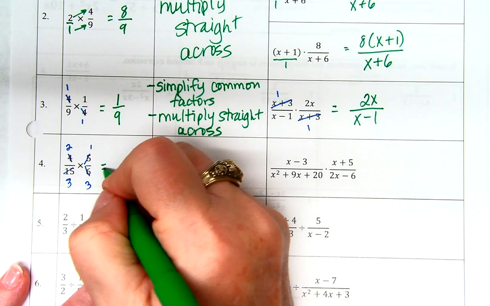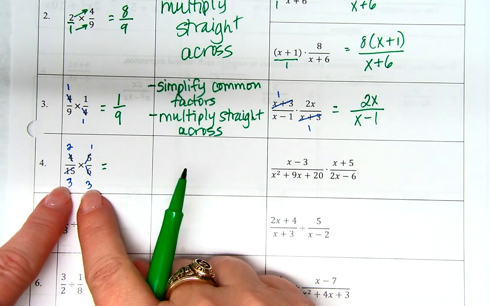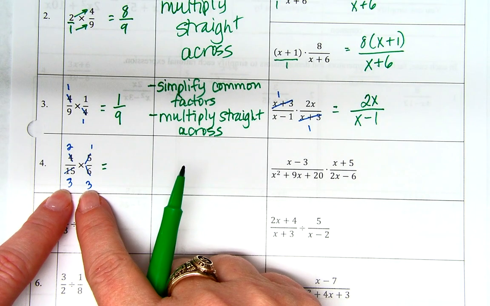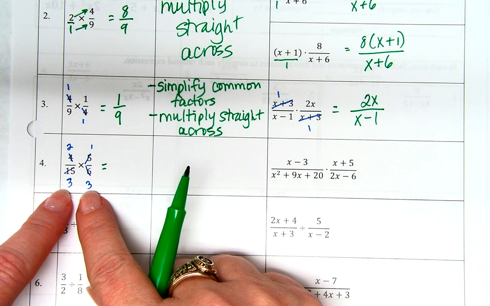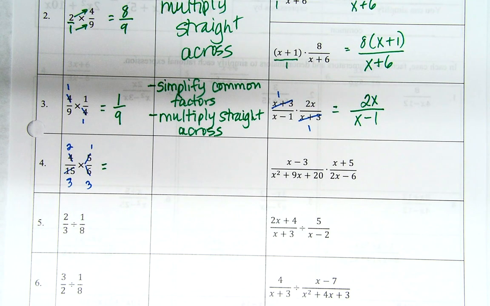So now that everything, oh, wait, there's two 3s. Can't I cross out these two 3s? Why not? Because they're side by side. They're both in the denominator, right? You can only cancel out, simplify common factors when one is in the numerator and one is in the denominator. Is everybody okay with that?